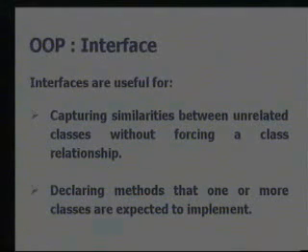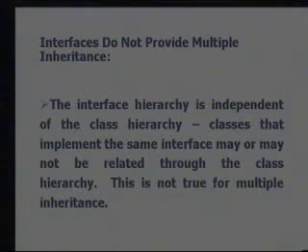This is what we have written, that interfaces are useful for capturing similarities between unrelated classes without forcing a class relationship. There is no relationship between the classes from which you are trying to inherit certain things, right? So this is what we are talking about when we say inheritance. Now, there is a hierarchy, but the relationship is not a type of relationship.